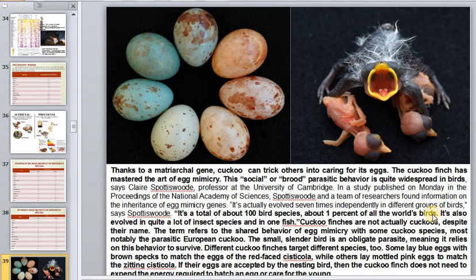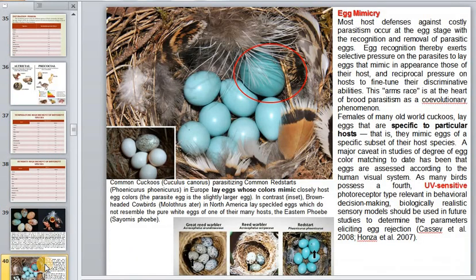It has also evolved in quite a lot of insect species and one fish. So what can we find? We talk about its technique. It's good if the egg differs. Here we see the large size of the eggs, but in shape or color.